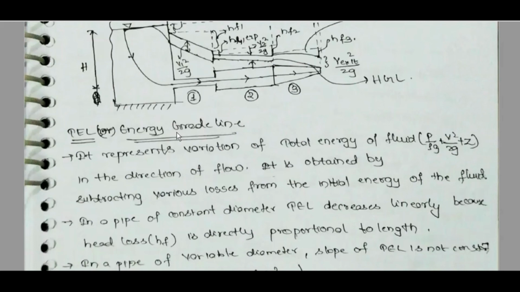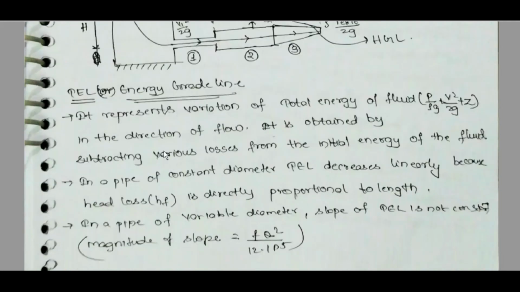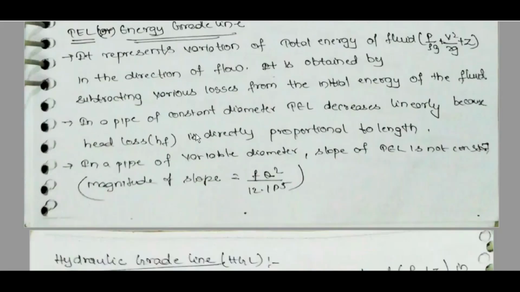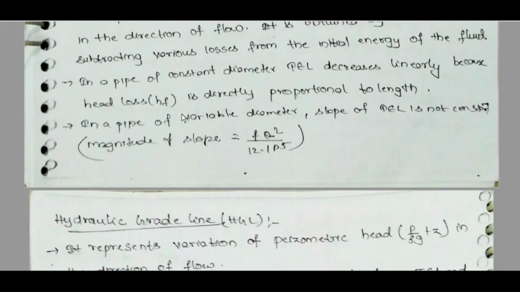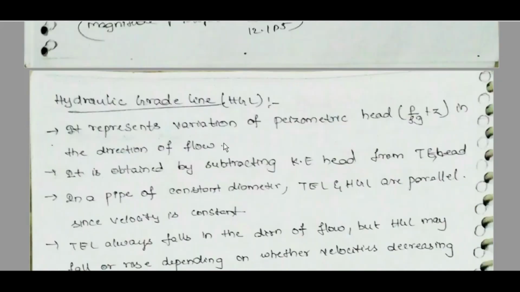It represents variation of total energy of fluid, P by rho g plus v square by 2g plus z, in direction of flow. It is obtained by subtracting various losses from initial energy of fluid. In a pipe of constant diameter, TEL decreases linearly because head loss HF is directly proportional to length. In a pipe of variable diameter, slope of TEL is not constant. Magnitude of slope is equal to fQ square by 12.1 d power 5.